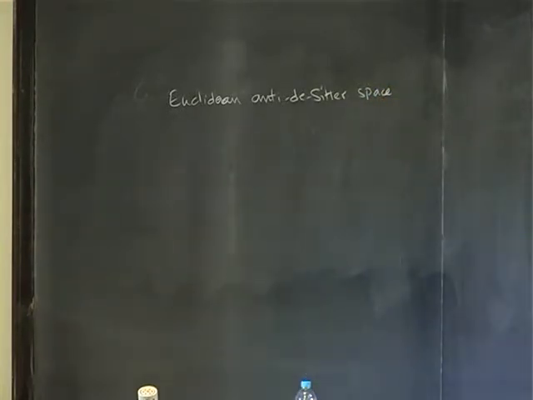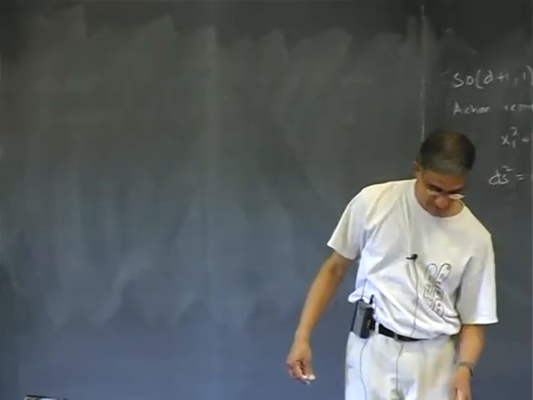Is given exactly by these two equations. Just as a sphere is given by the equations x1 square plus x2 square plus so on equal to 1, with dx square equal to dx1 square plus dx2 square and so on. This is the definition of the Euclidean anti-de Sitter space.